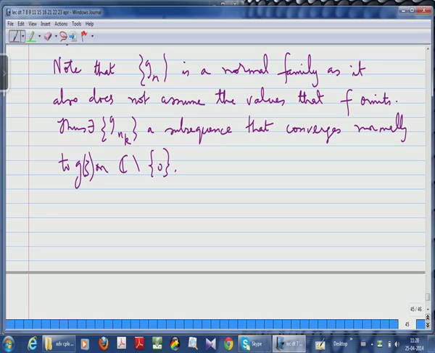So you have a subsequence G_{n_k} which converges normally to G on C minus 0. But what is important is that G lives in a neighborhood of 0. Now try to understand, each G_n is analytic on a punctured disk centered at the origin. Therefore this limit function G is a normal limit of analytic functions.